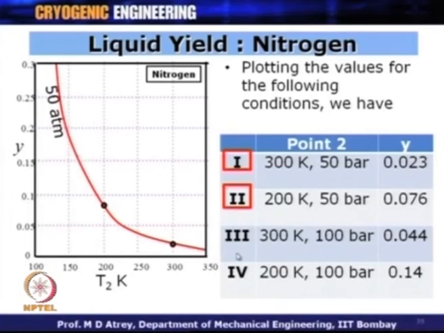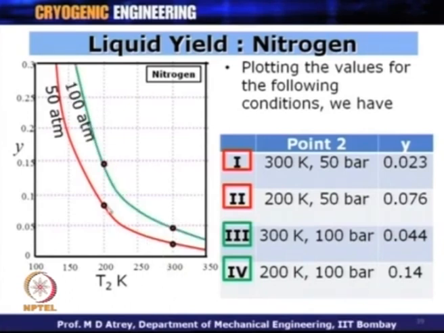If I take into consideration now point 3 and point 4, or case 3 and case 4, this is case 3, which is 0.044, which will come at this point at 300 K and 100 bar, and this is 200 K and 100 bar. Now if I join these 2 points, this is the 100 bar case. You can see how much yield has increased if we went from 50 bar to 100 bar, or you can also see how much yield has increased if the compression, instead of being carried out at 300 Kelvin, I carried out at 200 Kelvin.